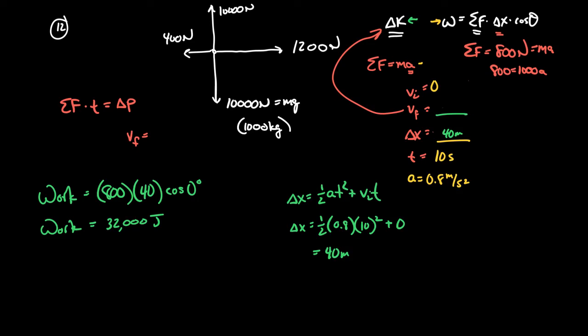It says, how much work does friction do on the car in the same time interval? That question isn't that challenging here. In fact, now that we know how far the car went, the frictional force is 400 newtons. It was given to us. So the work done by friction will be 400 newtons times 40 meters times the cosine of 180 degrees. This is going to be negative, and you'll get negative 16,000 joules of work.